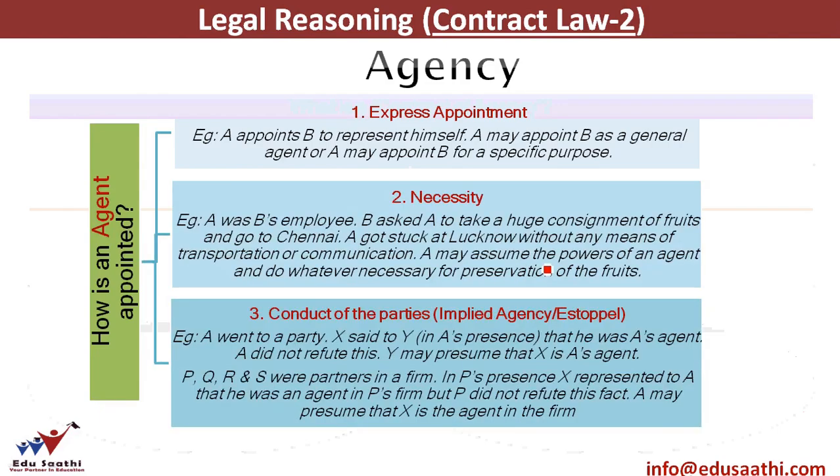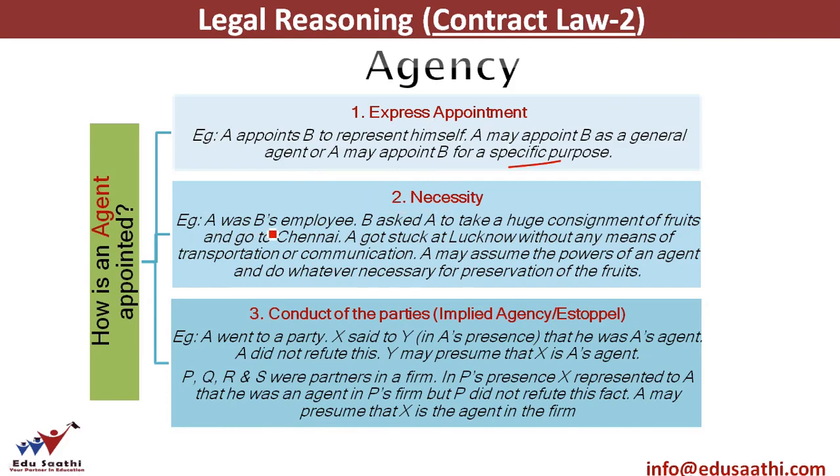How is an agent appointed? This is merely for theoretical purposes. You can just read it out and you would understand the mode and manner of appointment of an agent. One could be express appointment. For example, A appoints B to represent himself. A may appoint B as a general agent, or A may appoint B for a specific purpose. So it's an express appointment like we discussed in the previous example.